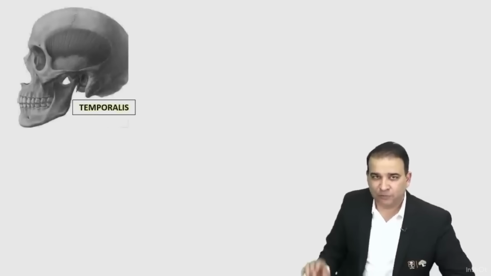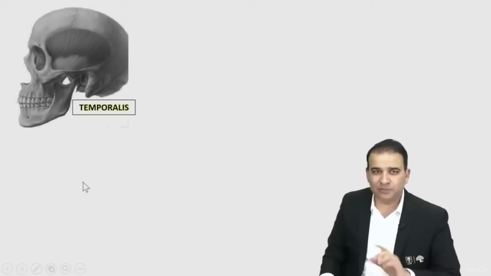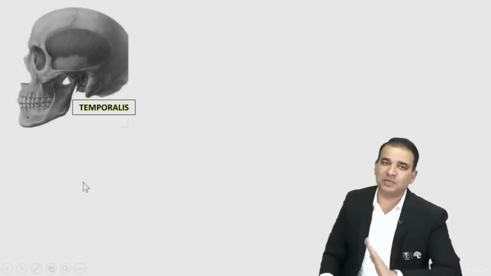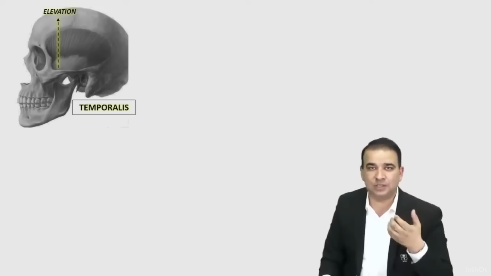Let's take the individual action of these muscles, guys. Now, first of all, temporalis muscle. If you're looking at the temporalis muscle alone here, look at the fibers of temporalis muscle. Most of the temporalis muscle fibers, the anterior fibers, will pull the mandible up. So they are mainly for the elevation. So one function of temporalis is elevation, that is closing of mouth.